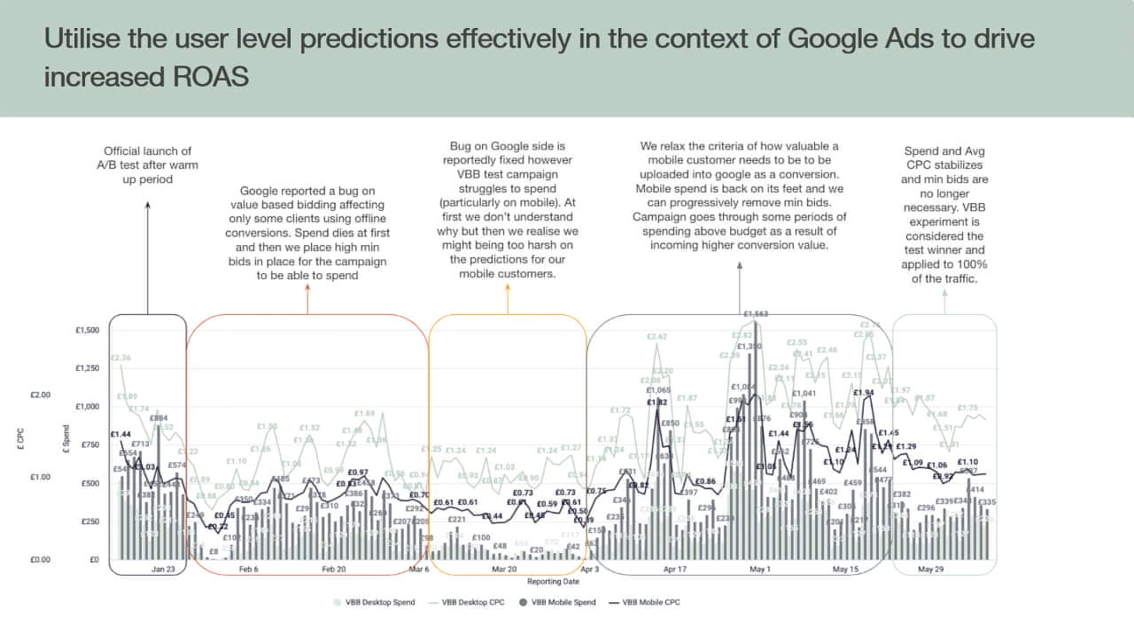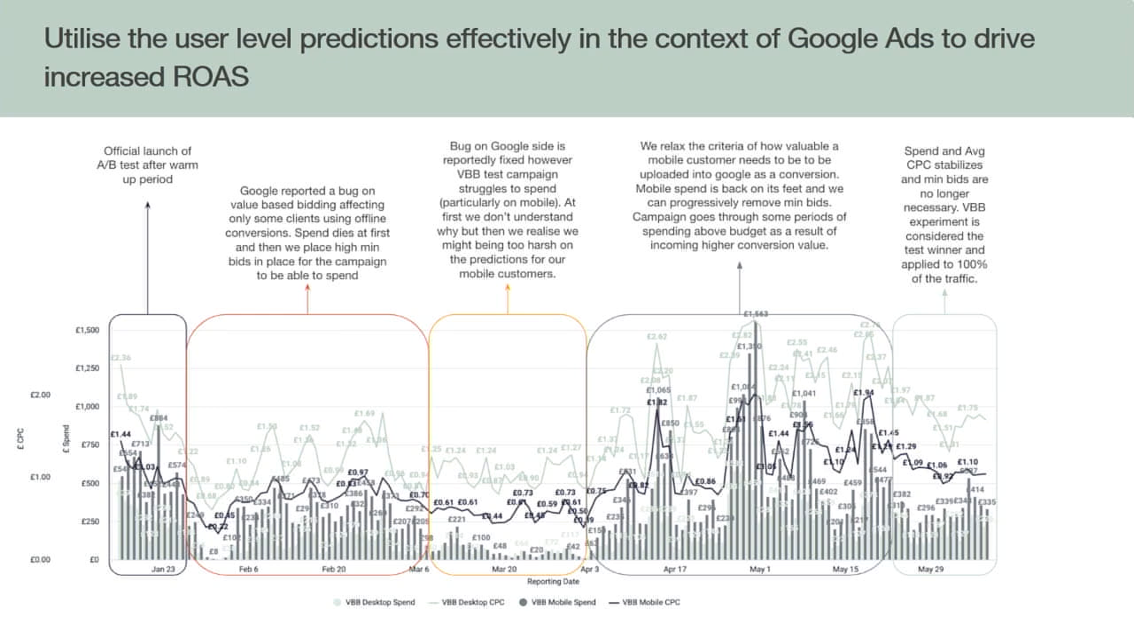Eventually, Google got used to the patterns of the data we were sending it, and in the last phase, you will see both for desktop and mobile, both CPCs and spend kind of stabilized. We decided, based on the test results that I've shown you earlier, that this new strategy of placing bids on Google was better than manual bidding, and we rolled it out to 100% of the campaign.